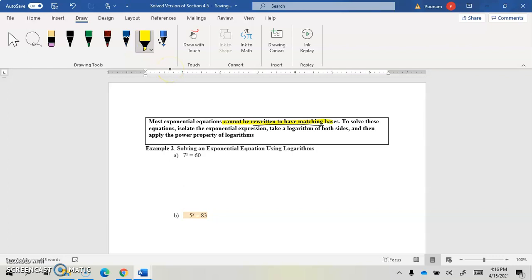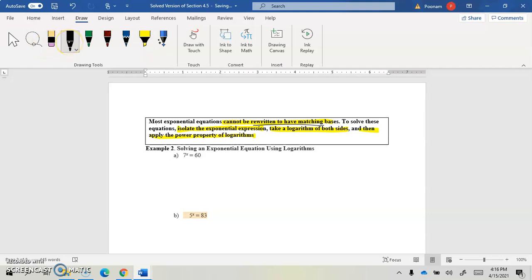So, now we have some equations which cannot be written as the same base. What do you have to do? Isolate the exponential expression, then take the logarithm on both sides. Then apply all the properties of logarithms. It gets easier. Let's see.